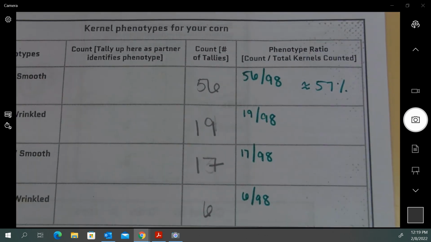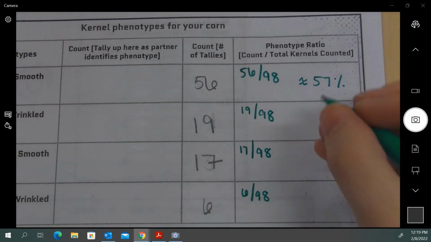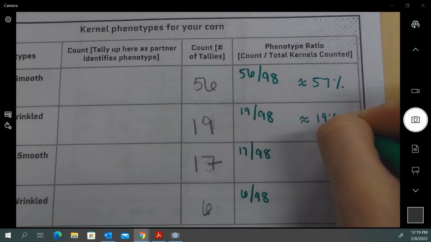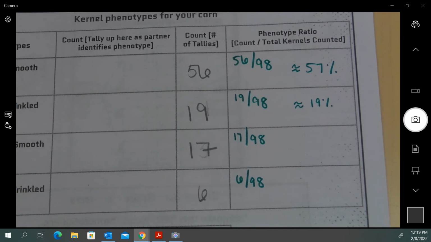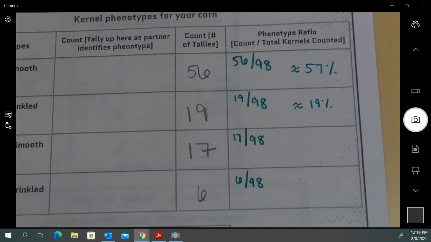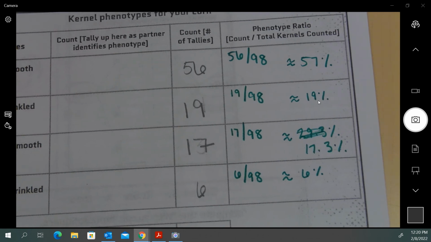Okay. 19 divided by 98 times 100 is giving me roughly 19%. And you're going to do whatever your numbers are to figure out your percentages. I'm going to fill in the rest of mine and pause the video. So as you can see here from my sample data, roughly 57% of my corn was purple and smooth. This number's not right. I need to look at this number again. 19% is going to be purple and wrinkled, 17% is going to be non-purple and smooth, and 6% was non-purple and wrinkled.